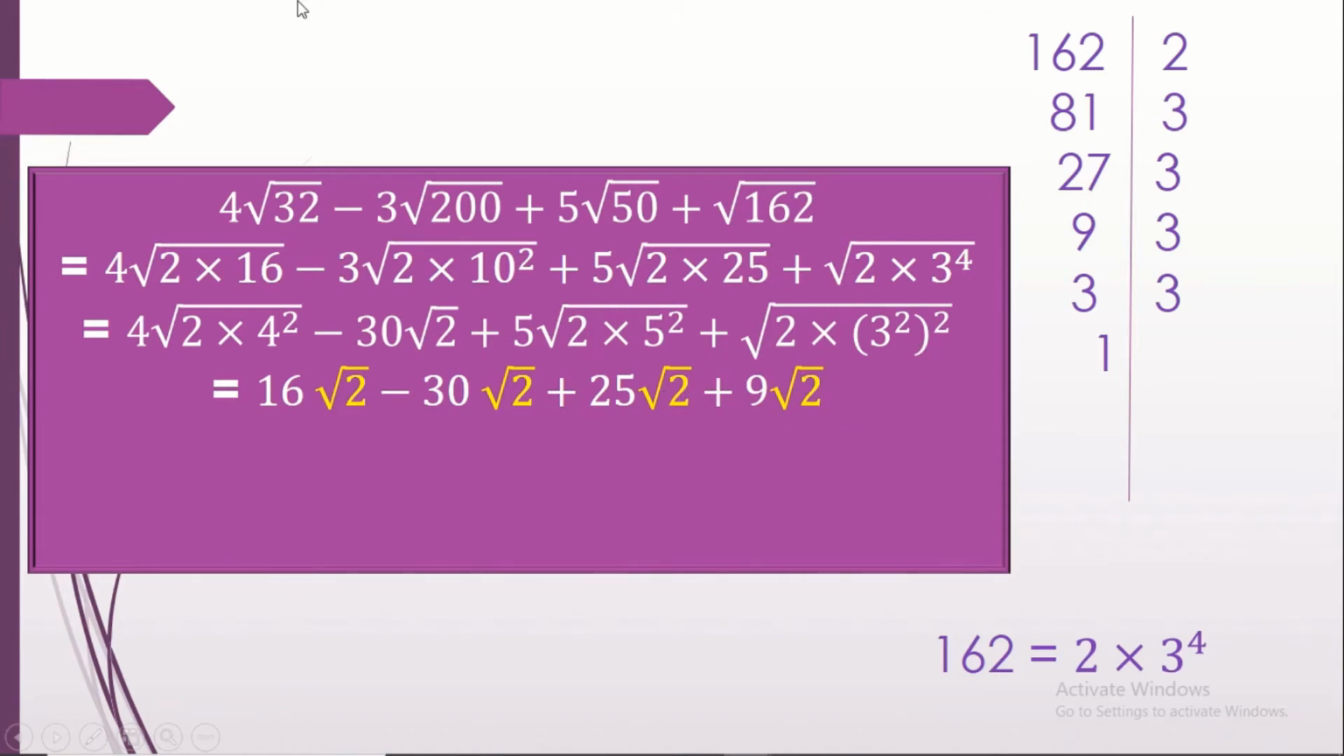Also here, if you note something, it's radical 3 squared all squared. This square cancels the radical for 3 squared. Well, 3 squared will be outside the radical. 3 squared is 9, so we can write it directly as 9. 2, since it's not squared, remains below the radical. Now note that they are all the same radical. We have satisfied the first condition. Now we can add or subtract the coefficients, which are 16 minus 30 plus 25 plus 9, all multiplied by radical 2. Now we solve them, we get 20 radical 2.